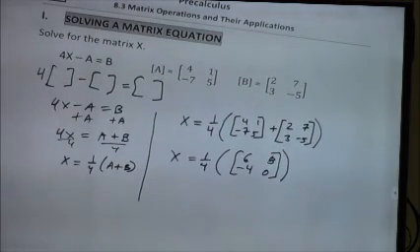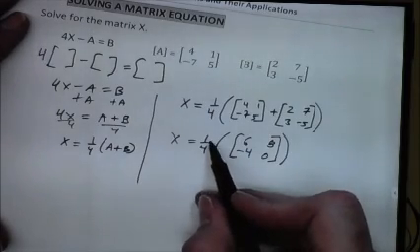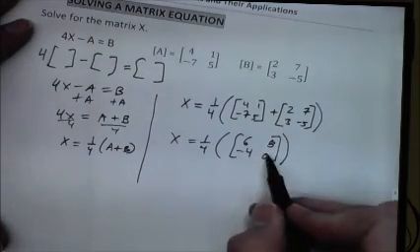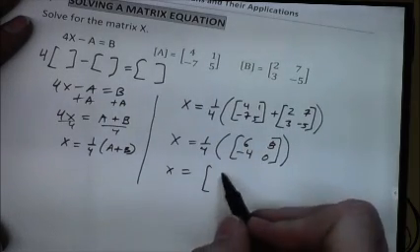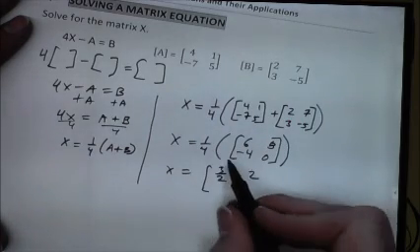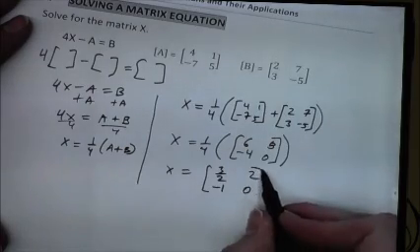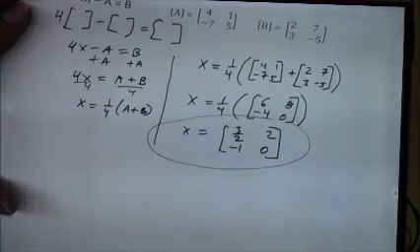I'll let you catch up to there. This is the scalar multiplication where you just take that and multiply it to each one of these elements inside there. So 1/4 times 6 is 6 over 4, but 6 over 4 is actually 3 over 2. 8 over 4 is a 2. Negative 4 over 4 is a negative 1, and 0 times it is just 0. That is our x. We have just solved it.